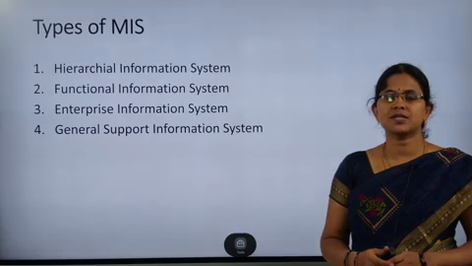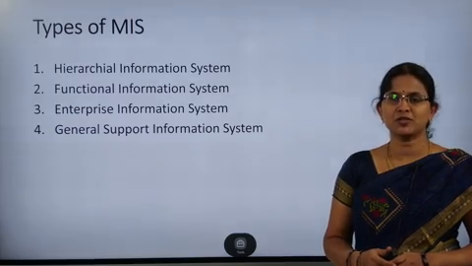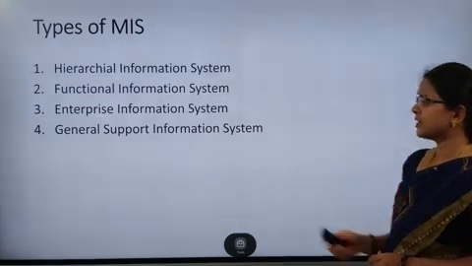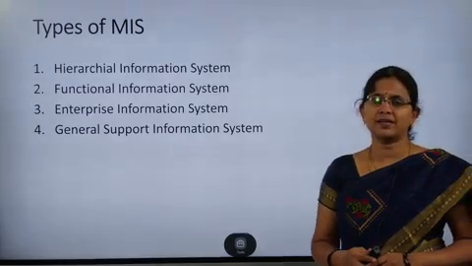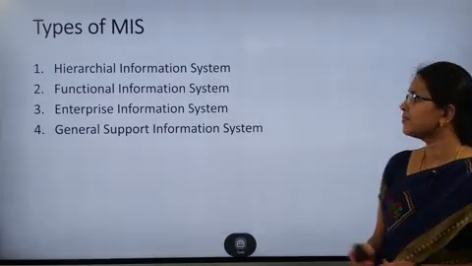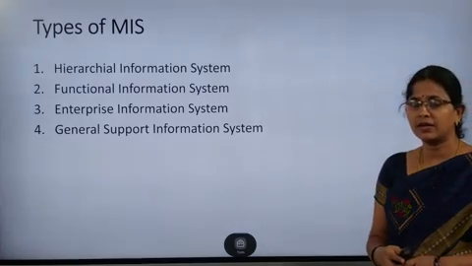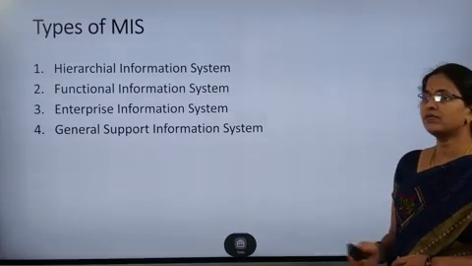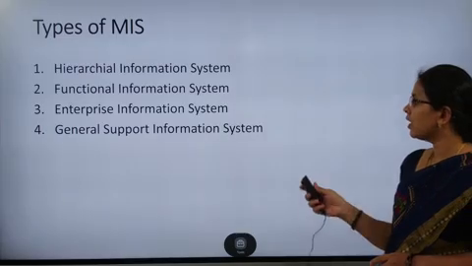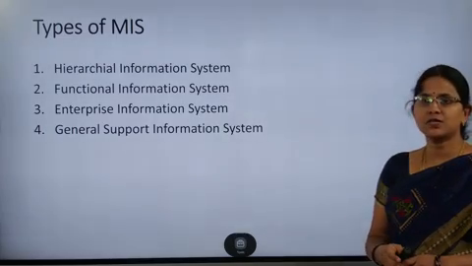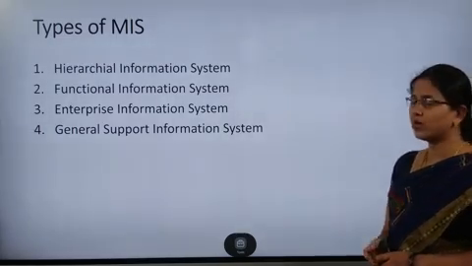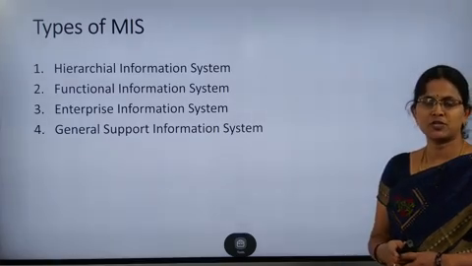In this video we are going to discuss the types of management information systems. Here you can see the four major categories of management information systems. First one is hierarchical information system, second one functional information system, third one enterprise information system, and fourth one is general support information system.